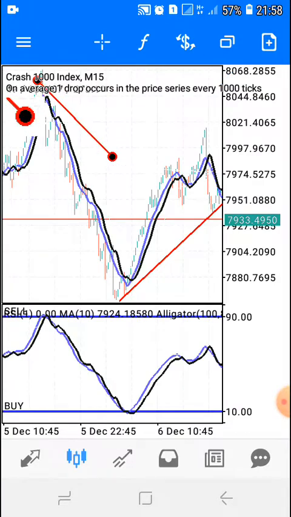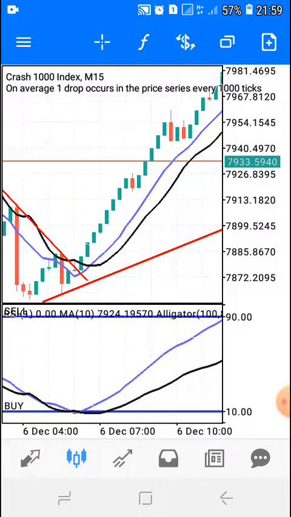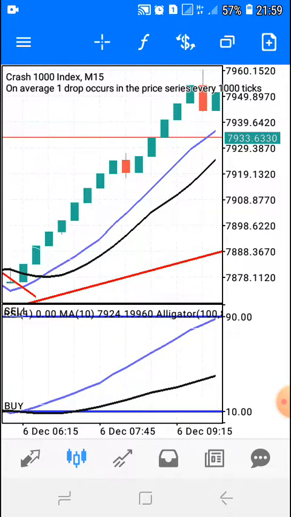Okay, the market did move in the downtrend, right? Over here, let me just zoom in so you guys can see the market did move in the downtrend, broke out of that trend line. Then we can see over here, right, we had a crossover. Okay, we had a crossover over here.